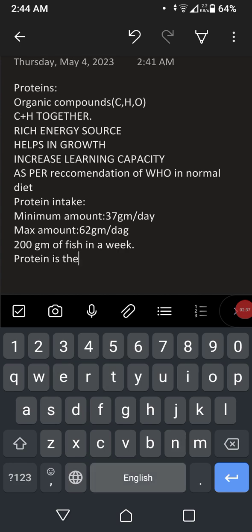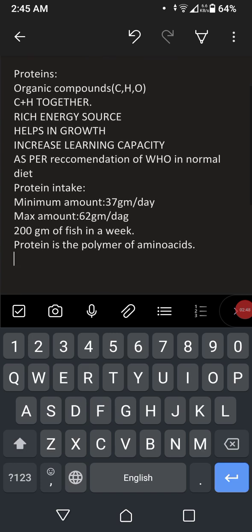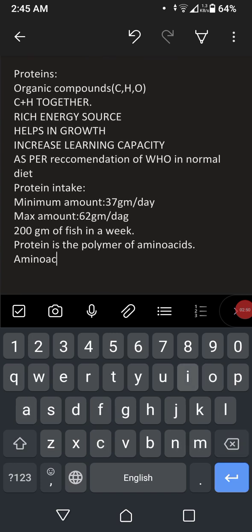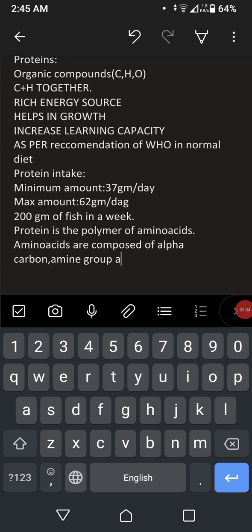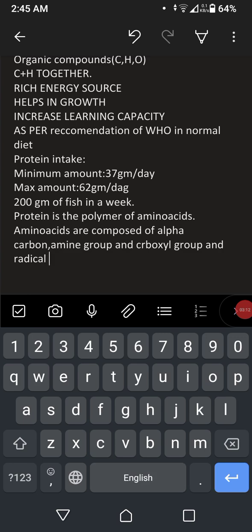Then the protein is the polymer of amino acids, and amino acids are the monomer of protein. Amino acids are composed of an alpha carbon, an amine group and a carboxyl group, as I've discussed in my previous video, and last but not the least, the radical group.